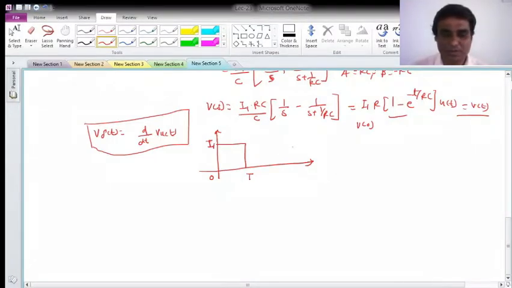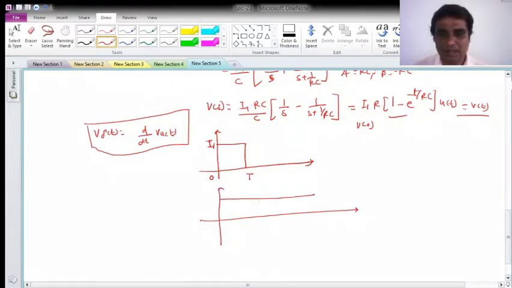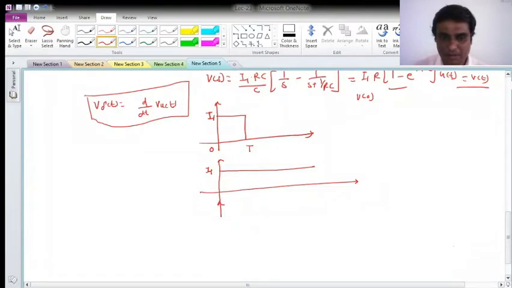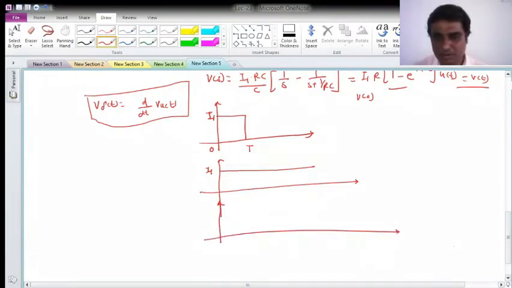So how can you approximate this? That can be approximated by the subtraction of two unit step signals. One is like this, whose magnitude is I1 from 0 to t, and next is again the unit step, which is I1 from t onwards. If I subtract this and this, I'll get this signal.